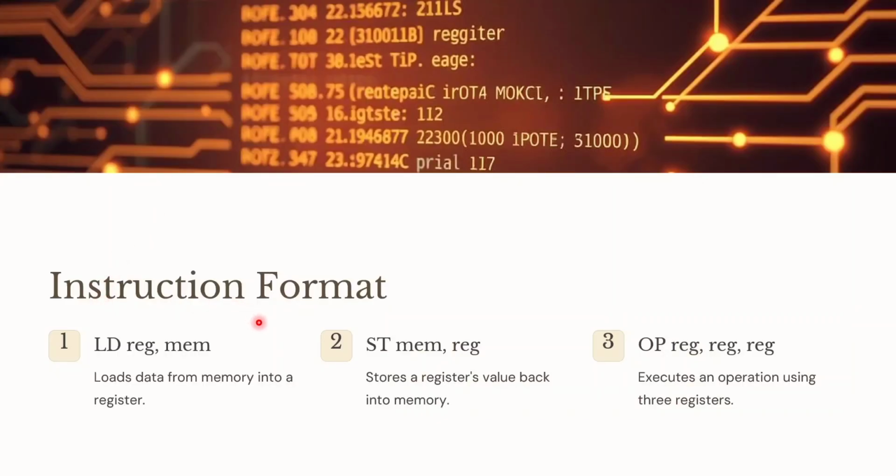So next one is instruction format. In code generation, three basic instruction formats are used. First one is LD, register, memory. Load the data from memory into the register. Second one is ST, memory, register. Store the value in a register back into memory. So next one is operator, register, register, register. It performs an operation like addition, subtraction using three registers like R1, R2 and R3. We add R2 and R3 and store it into R1.